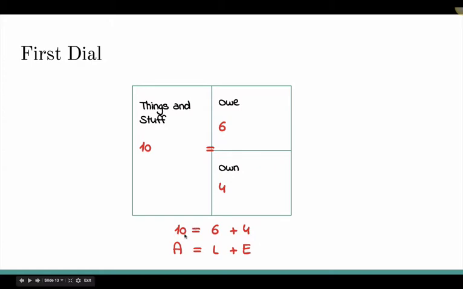In other terms, 10 is equal to 6 plus 4. In accounting terms, we're looking at A equals L plus E, where A is assets, and L plus E is liabilities and equity. And this dial is what we call the balance sheet. As you can tell, it balances out our assets versus our liabilities and our equity.